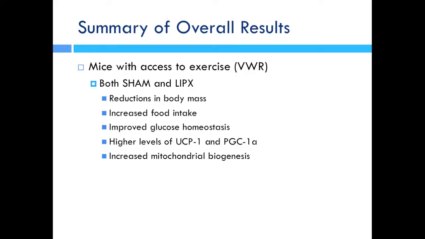They found that mice who had exercised, regardless of whether they were lipectomized or not, showed similar results. They had reductions in body mass, had increased food intake, and showed improved levels of glucose homeostasis. They also had higher levels of the thermogenesis factors UCP1 and PGC1 alpha. They also showed increased levels of mitochondrial biogenesis.